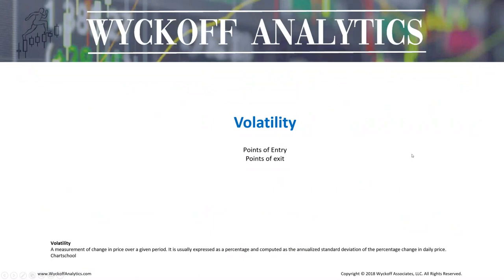Excellent. Let's talk about the volatility, and specifically, let's think about the points of entry and exit. You know how volatility identifies those for us. We kind of saw on SunPower a really great example of the volatility. Volatility is a measurement of change in price over a given period. So I want to make sure that everybody understands the way I am applying this volatility definition.